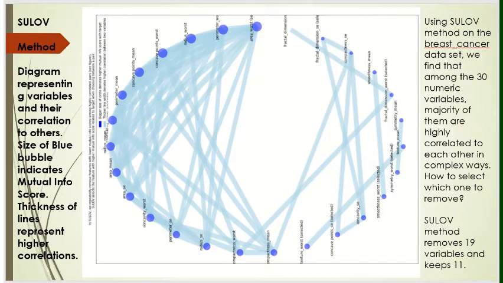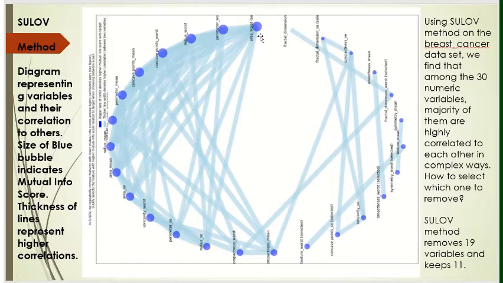Let's see it in action. Here is an example of the breast cancer data set. Here we have 30 numeric variables, and you can see they're all highly correlated to each other through those lines, and the thickness of the lines indicates how correlated they are, typically over 0.7 going all the way up to 1.0, or minus 0.7 going all the way up to minus 1.0.